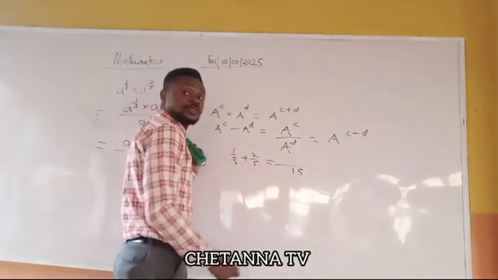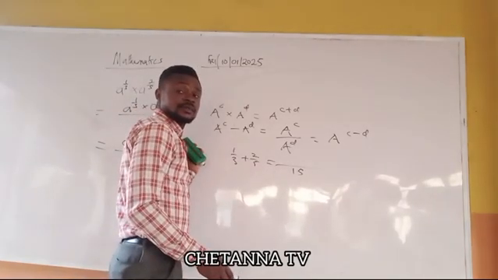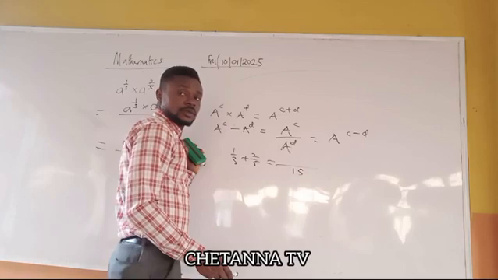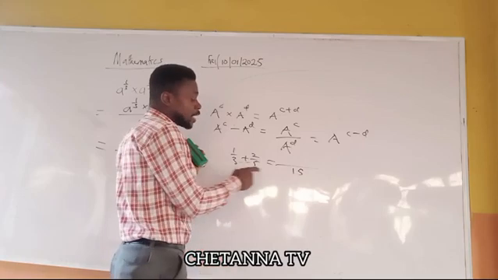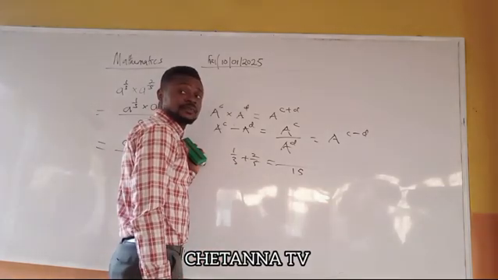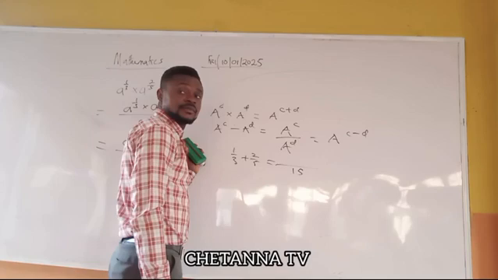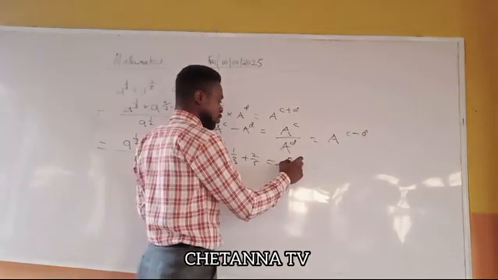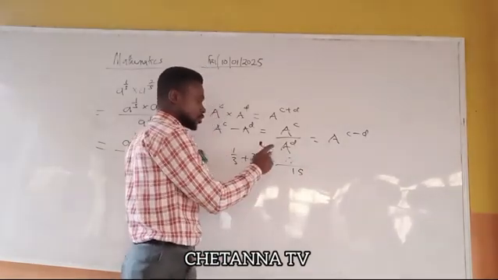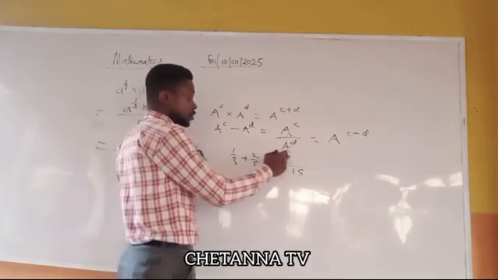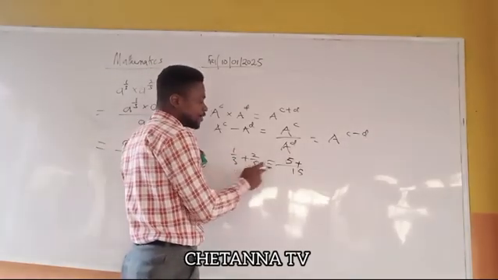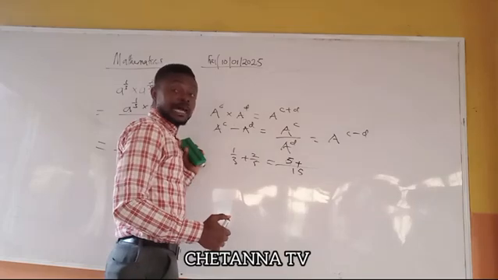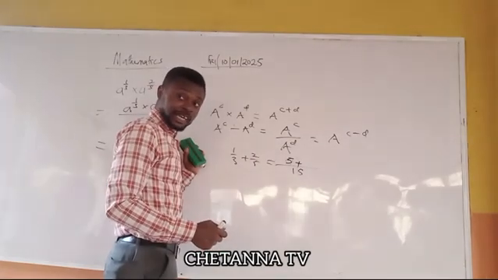3 divided into 15 is what? How many 3s can we find inside 15? 5, good. 5. Sorry, 5 times 1 is what? That 5 times this one is what? 5. Plus 5 divided into 15. How many 5s can we find inside 15? 5. How many 5s can we find?